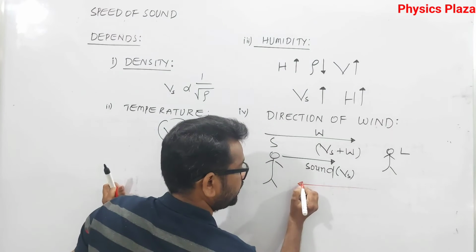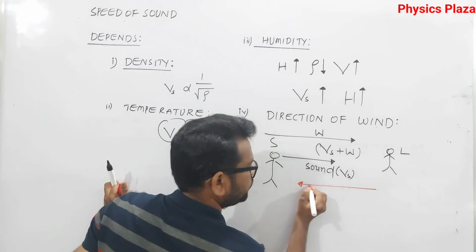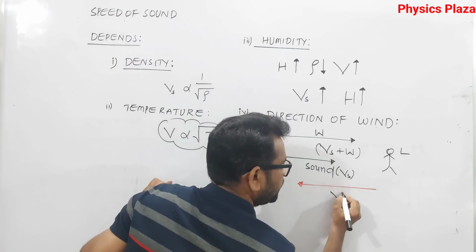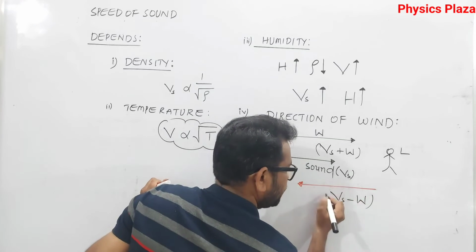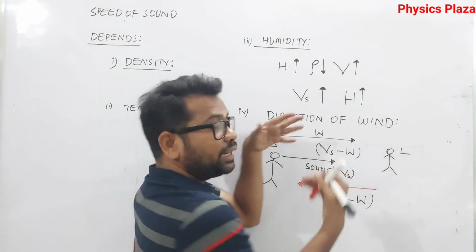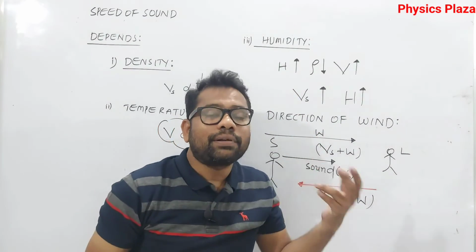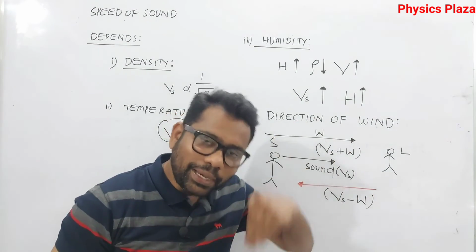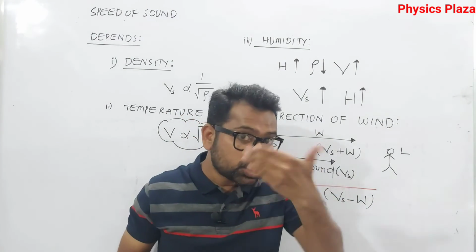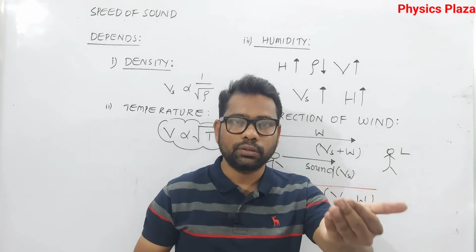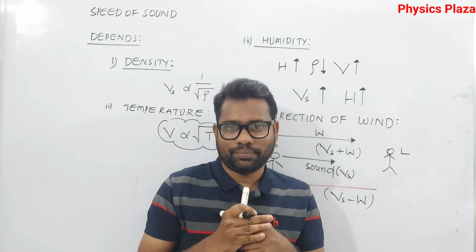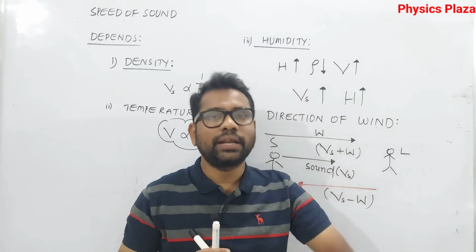If the air is blowing in the opposite direction, let us say, then what will happen, children? In this case, it will be subtracted. Sound is trying to travel in this direction, but the wind is blowing in that direction. So the speed of the sound will become less than in the first case. If the sound travels in the direction of the wind, the speed increases. If it travels opposite to the wind direction, the speed of the sound decreases.